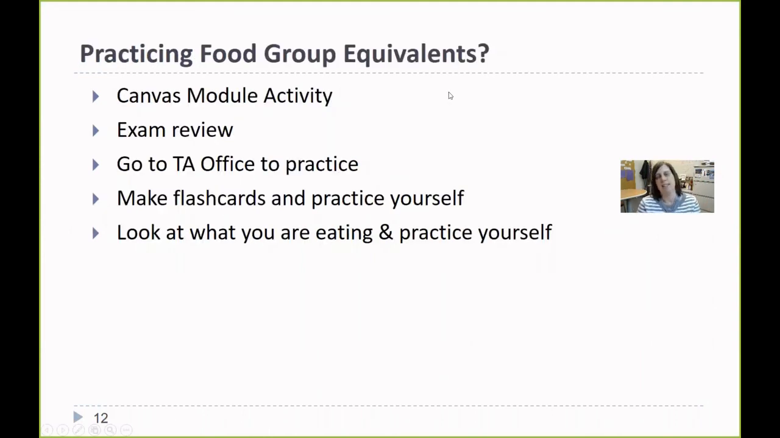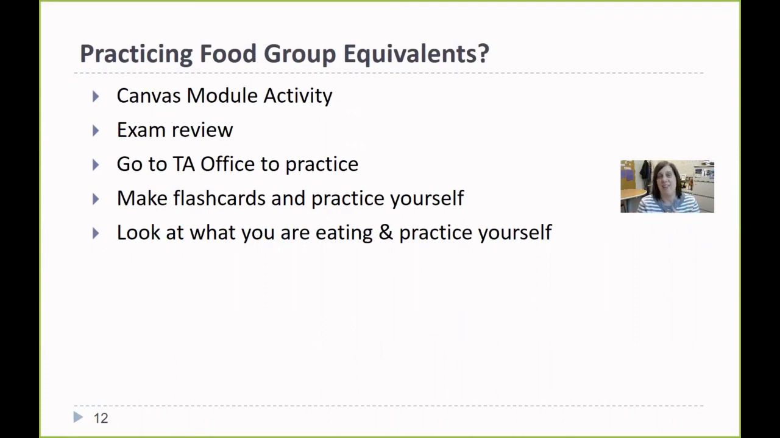So what about practicing food group equivalents? This is a lot of information. How can you really try to hone in and understand and be able to memorize all of this information? Well, these are just some ideas. You can definitely use the Canvas module activity to reinforce these concepts, including the exam review that will be on Canvas as well. You could go to the TA office during their hours to practice. You could make flashcards and practice yourself.